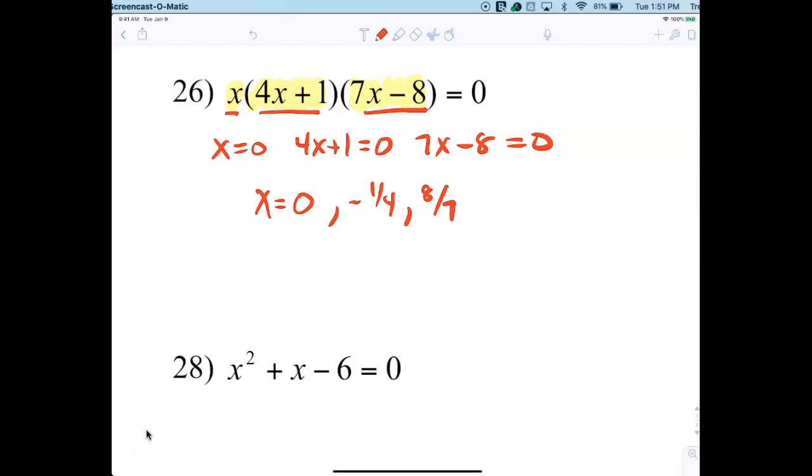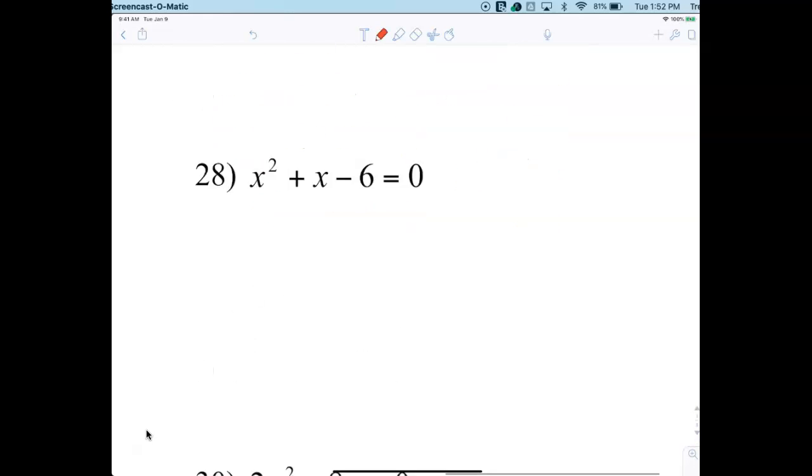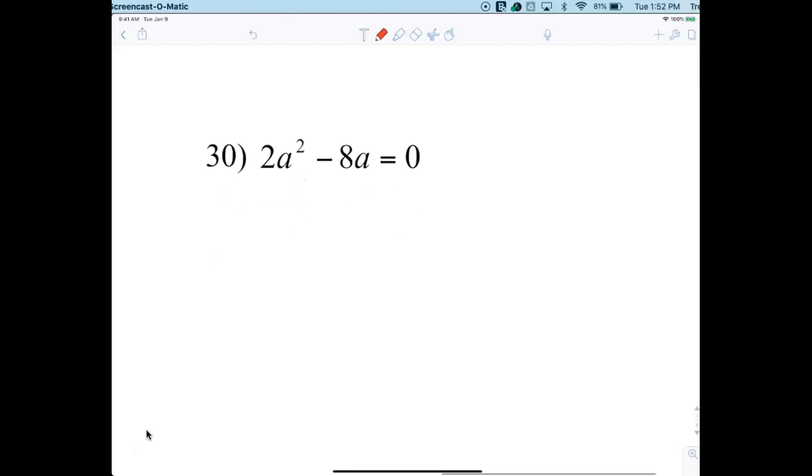All right, you shouldn't really be lazy like that. So let me separate this again. So you should say x equals negative 1/4 and x equals what? 8/7. 28 is easy.